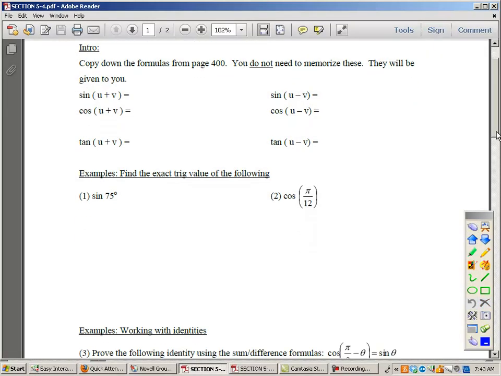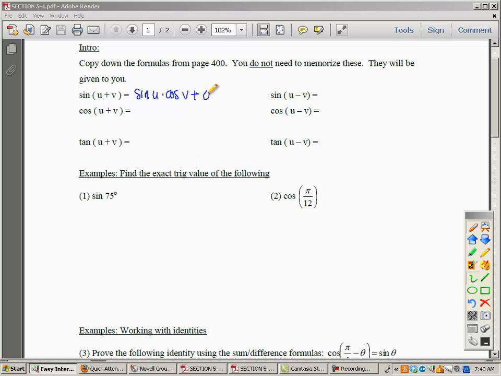I'm going to slide this down just a little bit. Take a look. Okay, the first thing we're asking you to do is called the sum of two angles. So we're asking you to take the sine of the addition of angles u and v. The way to do that is we take the sine of u times the cosine of v plus the cosine of u times the sine of v.